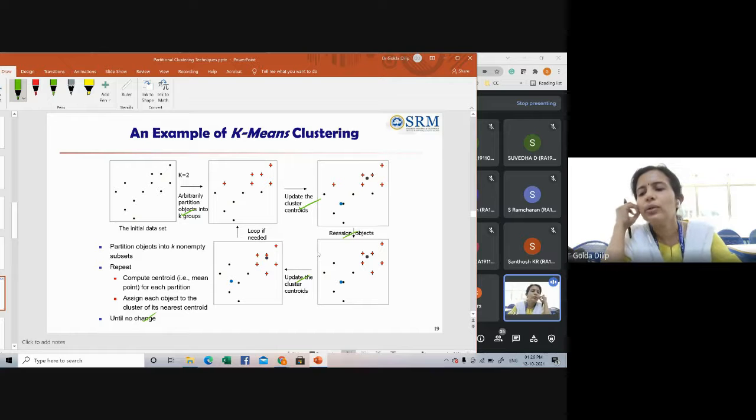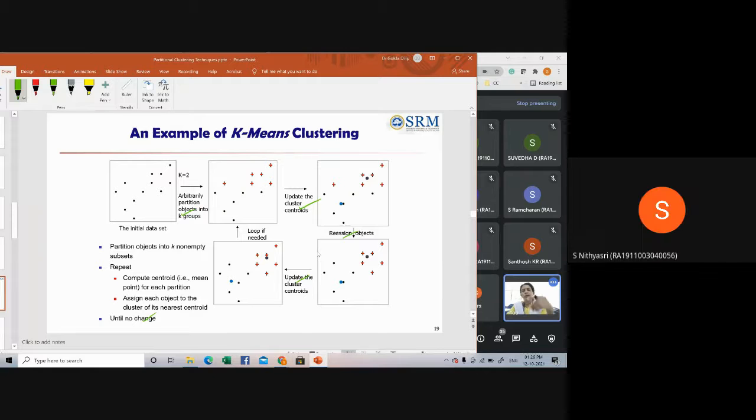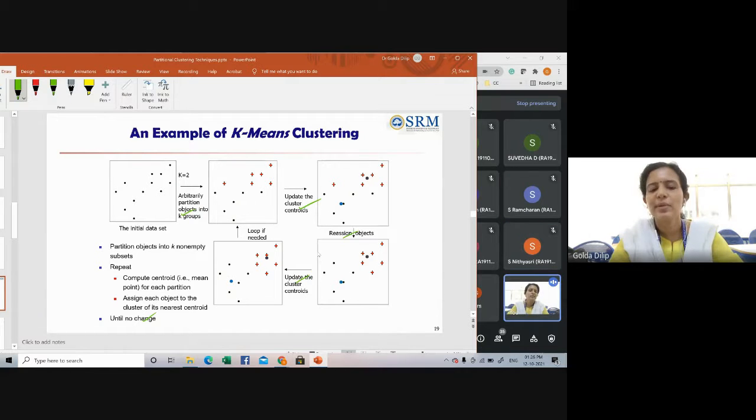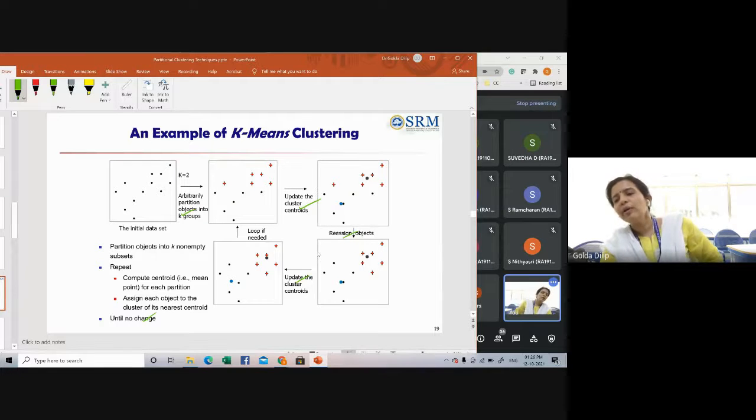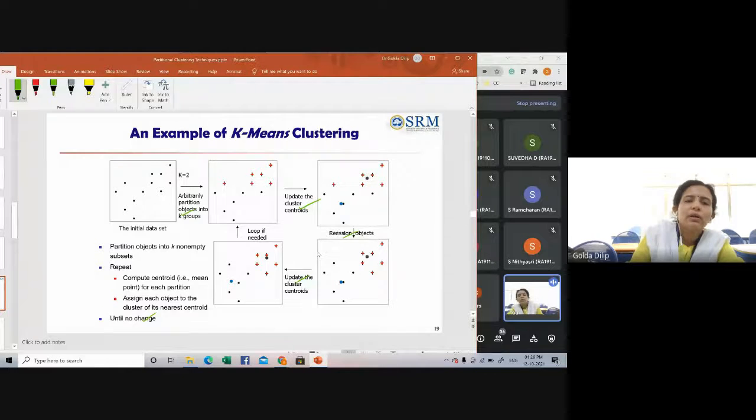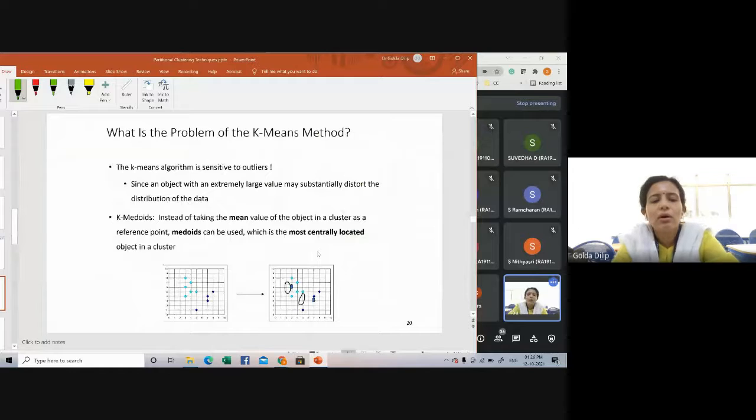Do you remember what was the distance measure that we had used in k-means clustering? At least put it in the chat window. What was the distance measure which we had used? Euclidean. Yes, Euclidean distance measure, and our objective was to minimize the SSE, that is, the sum of squared error. That was what k-means clustering was all about.